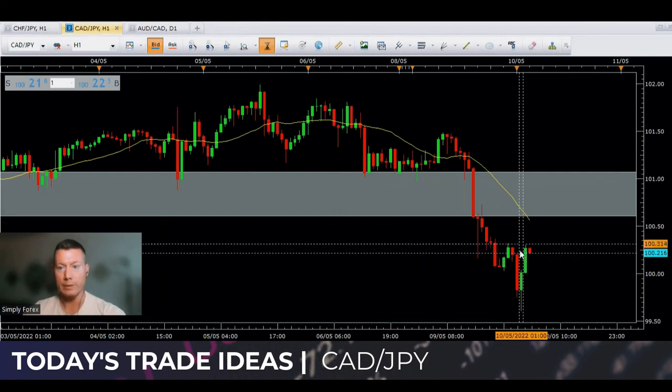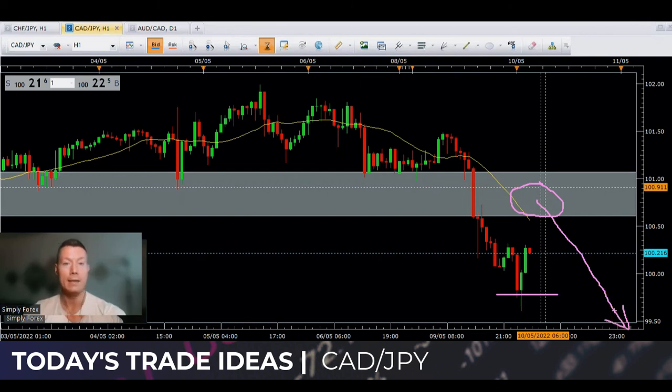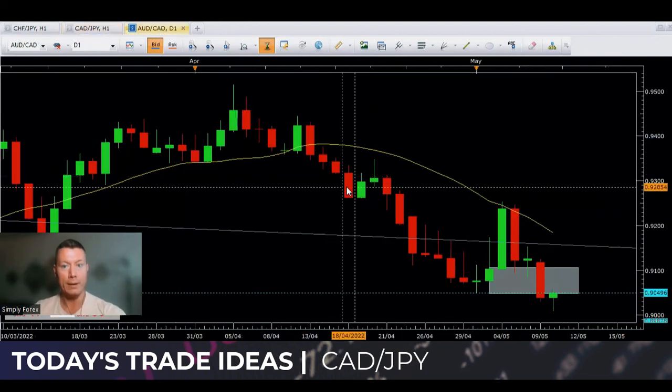So guys, we want to see price retrace up into this grey zone somewhere. We want to see a bearish candlestick pattern form. That's our trigger to enter the trade, take price back down to this low here, close 80% of the trade, and then leave 20% to run back down to the last daily low. So Canadian dollar, Japanese yen, we're also looking to short this pair. And the third and final pair, guys, is this.